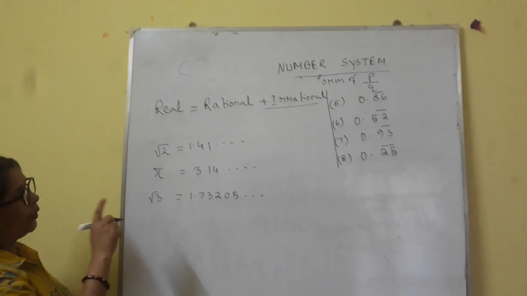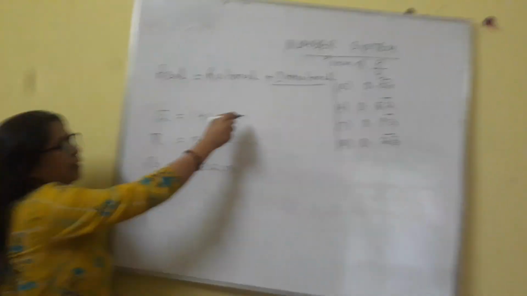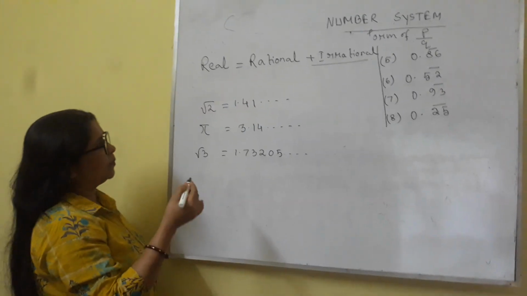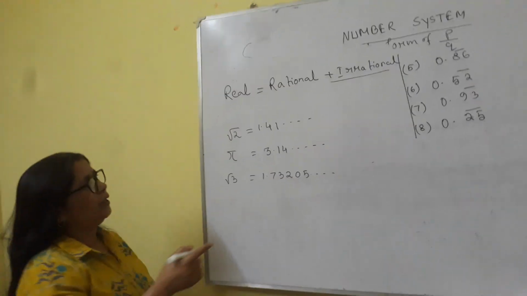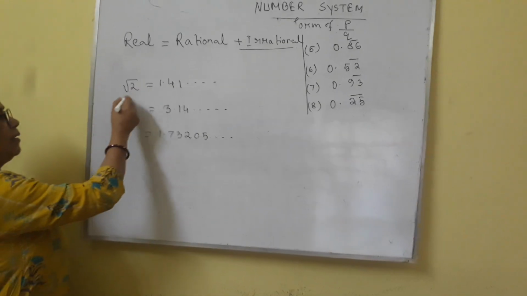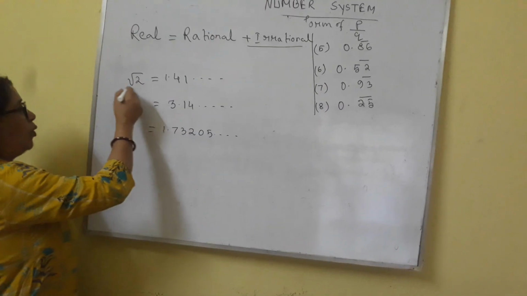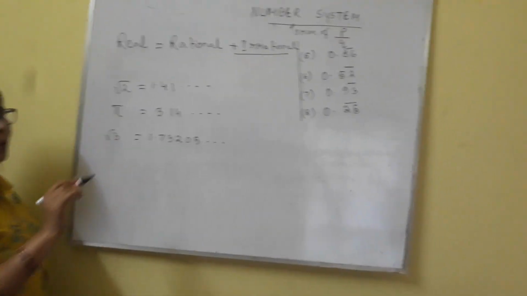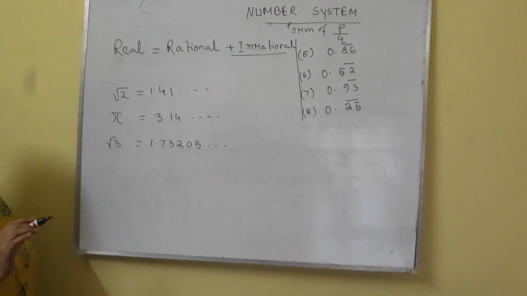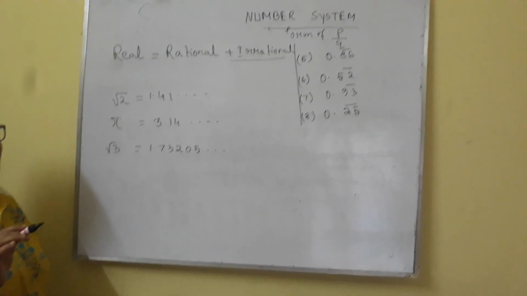So 10 by 3 is a rational number. But for root 2, 1.41 and so on, as much as we want to divide, we can divide. So it will be a never-ending process, but no digit will be repeated. We will not get any repetitions. So this is an irrational number. We can say these all are examples of irrational numbers. Okay, that's all for today.